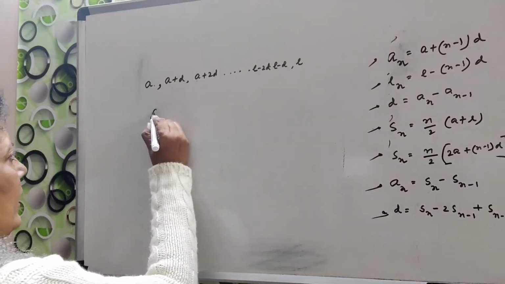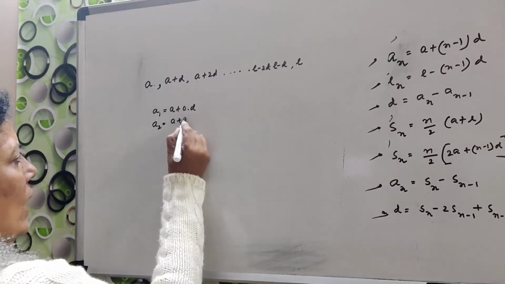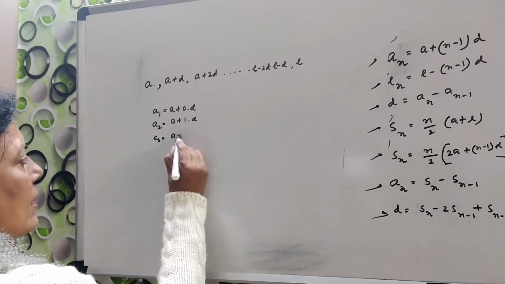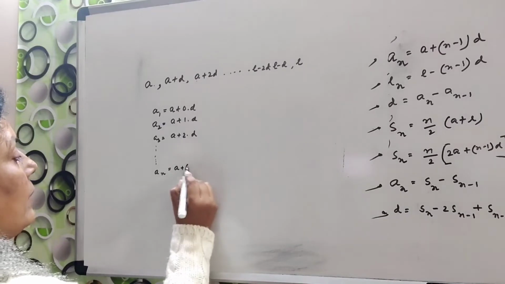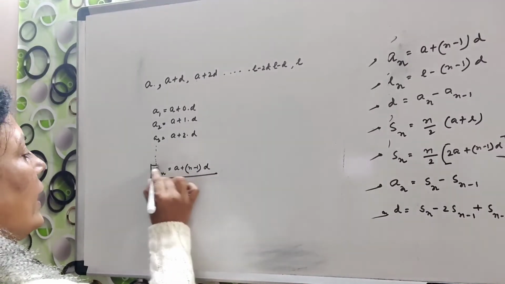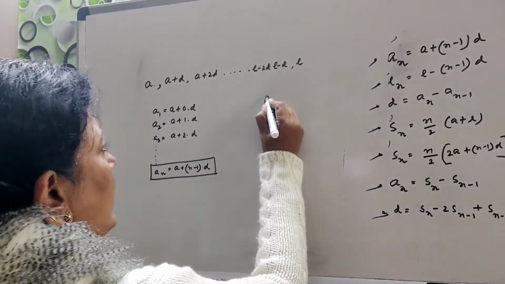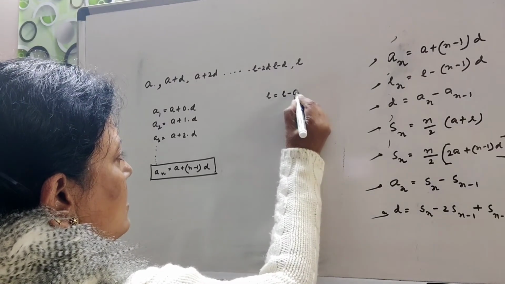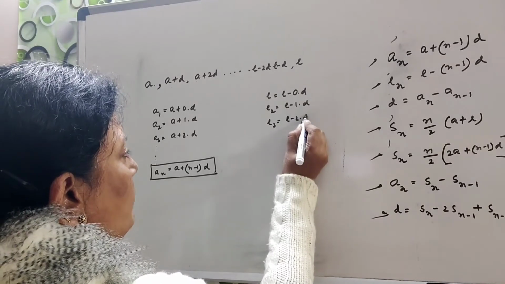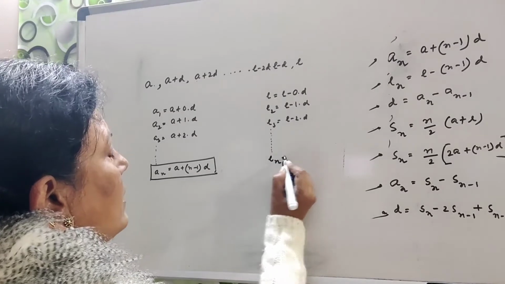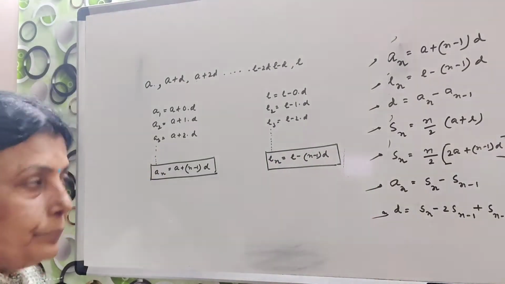From the first term, we can write A1 is equal to A plus 0 into D, A2 is equal to A plus 1 into D, and A3 is equal to A plus 2 into D. Similarly, An is equal to A plus (n minus 1) into D. So this is the formula of the nth term from the first term, if the first term is A and the common difference is D. Similarly, from the last term, the last term is L minus 0 into D, the second last term is L minus 1 into D, the third last term is L minus 2 into D. Similarly, we can write the nth term from the last term is equal to L minus (n minus 1) into D.